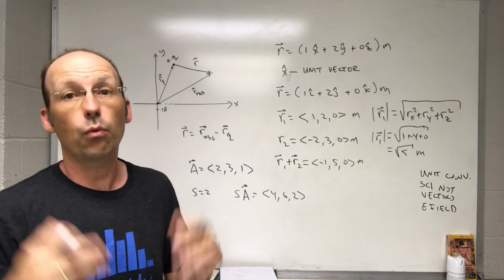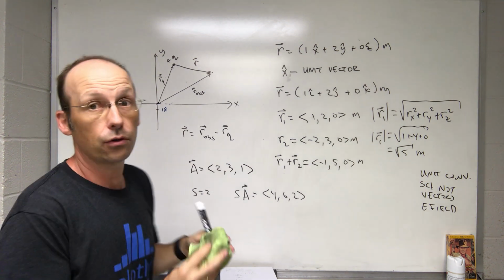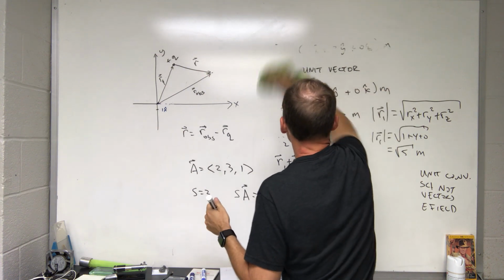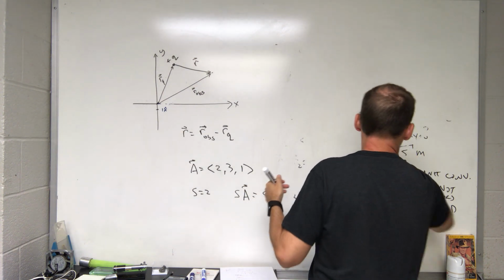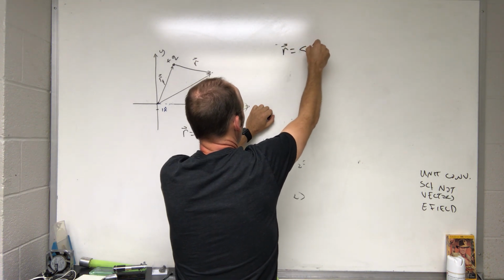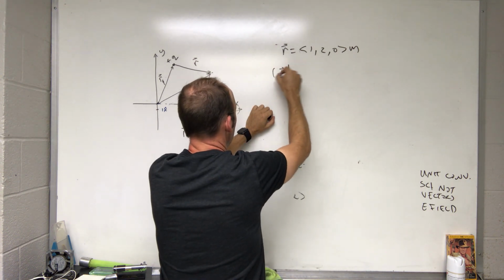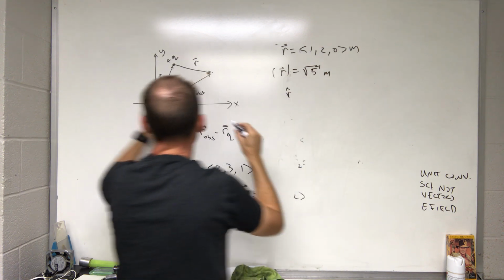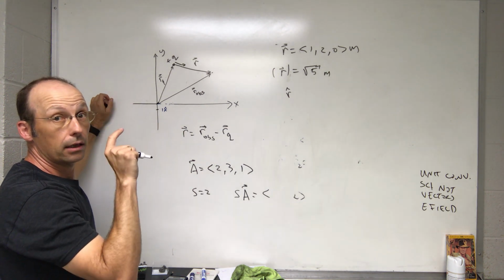Unit vector. Okay, so what if I want to find a vector in the direction of this? That's what we call the unit vector. I'm not going to do it the long way, because we don't really need to do it all the way. But I want to show you how it works. I'm going to use that same 1, 2, 0 vector. So R is 1, 2, 0 meters. And I need the magnitude. R magnitude is the square root of 5. We already said that. R hat is a vector in the same direction as that. But it has a magnitude of 1, and that's it.